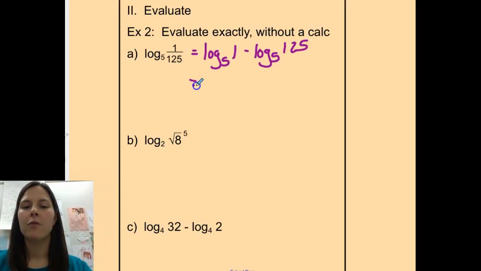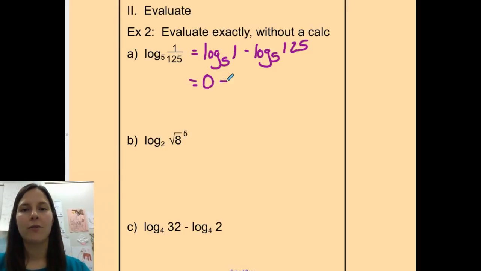Log base 5 of 1. 5 to what power is 1? And the answer is 0. Log base 5 of 125. 5 to what power is 125? And that's 3, so we get -3.